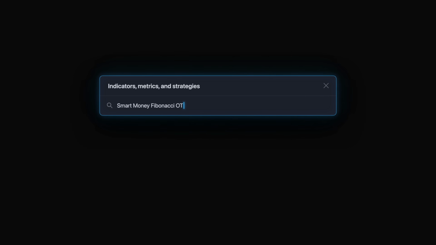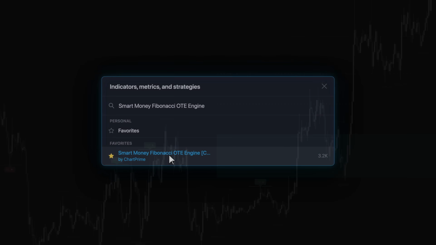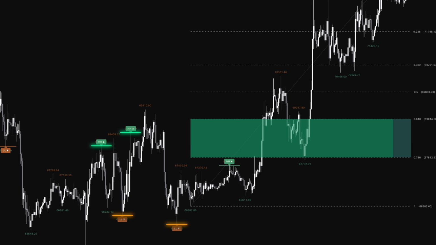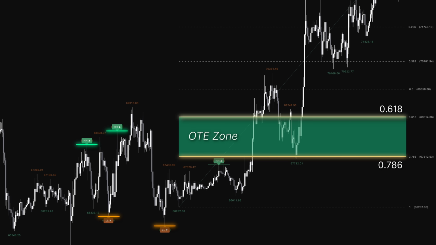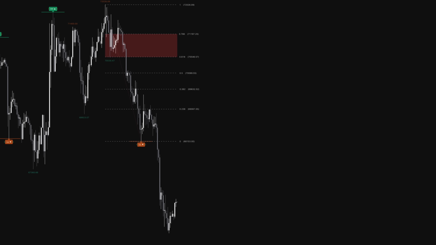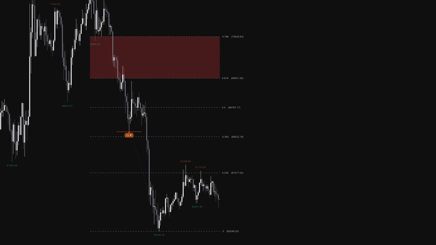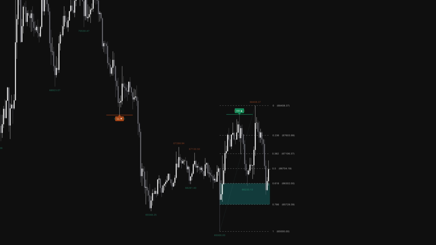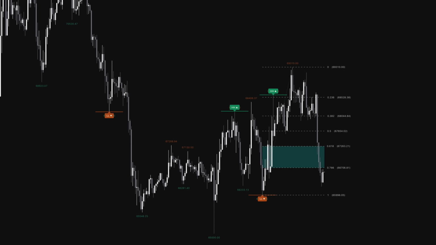Smart Money Fibonacci OTE engine, created by ChartPrime, is a market structure and Fibonacci tool. It reads swing structure and highlights the optimal trade entry or OTE zone, which its inputs default to the 0.618 to 0.786 range. The practical value is that it keeps the Fibonacci drawing current on its own. Instead of anchoring fibs by hand and redrawing them every time structure shifts, the indicator re-anchors automatically, extends the levels to the current bar, and labels each level with its price.